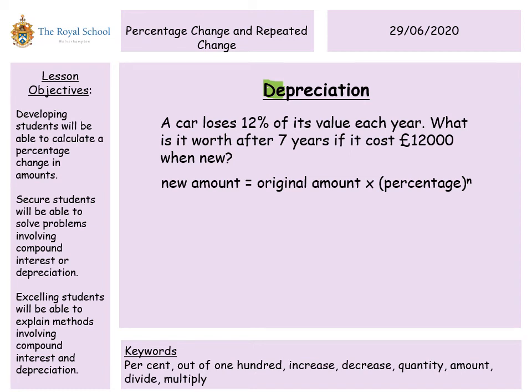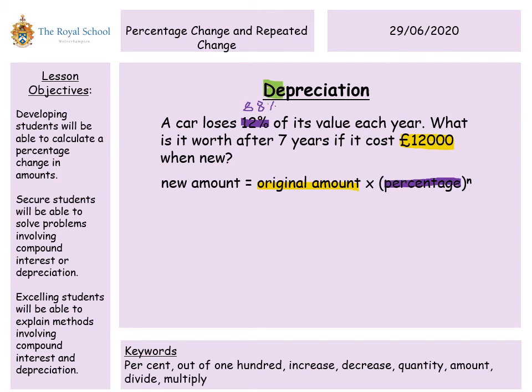So let's have a look for our original amount. Well, that's going to be our £12,000 that the car cost originally. What's our percentage then that we're going to have for our depreciation? So the percentage here is our 12%. We've got to be really careful with this though, because remember we're decreasing here, it's losing this value. So a car loses 12%. If the original was 100% and you lose 12%, you're left with 88% of the value left. So that's going to help us to get our multiplier.